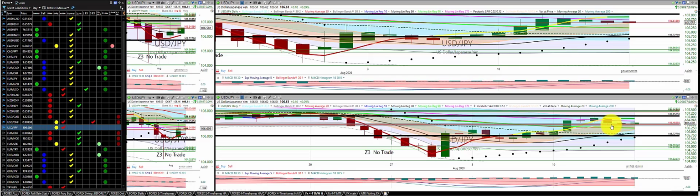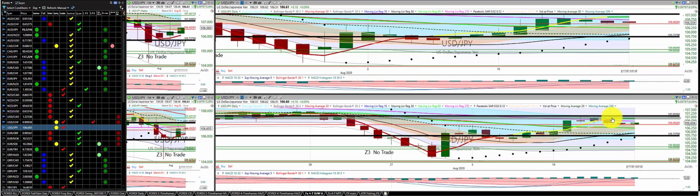US dollar Japanese yen, we have two red candles south of the RL10. We're in this trade. There's a short. Move the stop to the RL10, which is at the base of the first indicator candle.